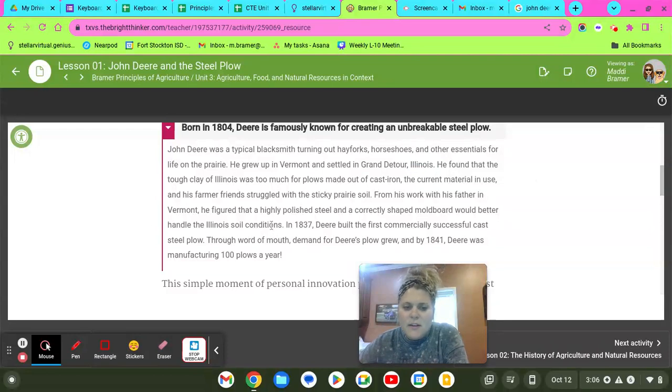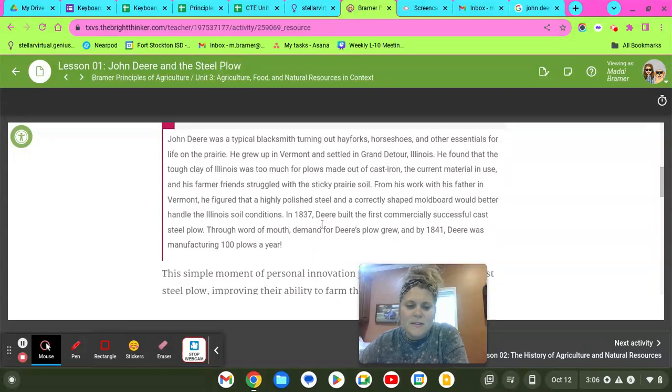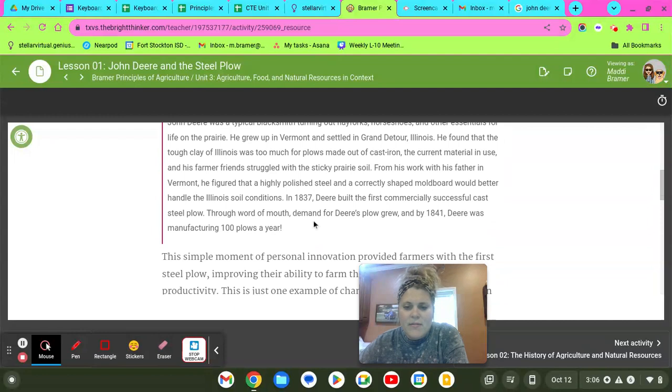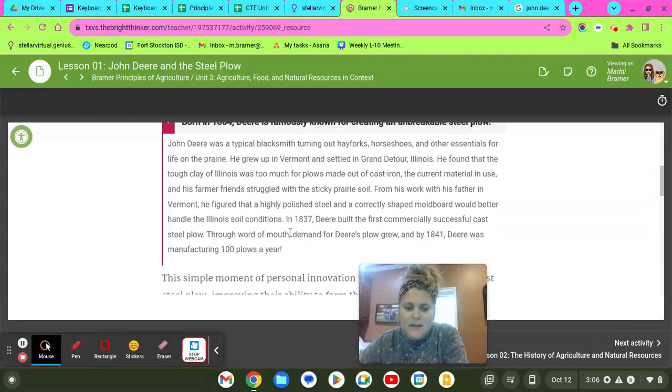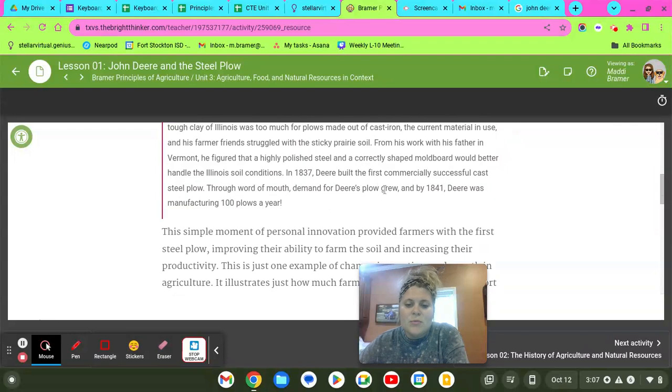The tough clay of the Illinois soil was too hard for the plows that were made out of cast iron, which was the current material that was used. So, working with his dad, he polished and molded a steel plow. This steel plow was just way more durable, way faster. Through word of mouth, the demand grew, and by 1841, he was manufacturing 100 plows a year. You have to think, this is without social media, without trucks, without transportation, without advertisement. That is a lot for him to do, and he was making all of these by hand. So he grew really fast.